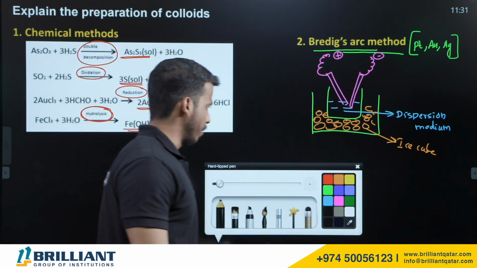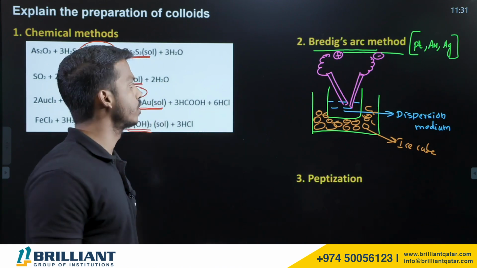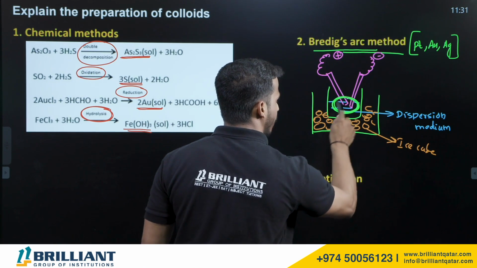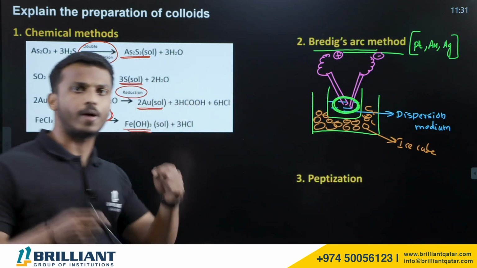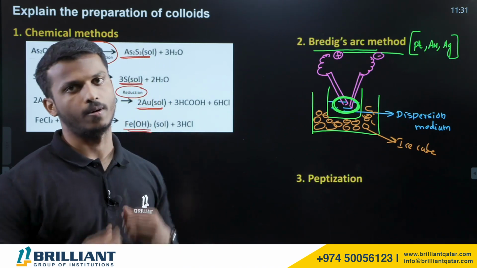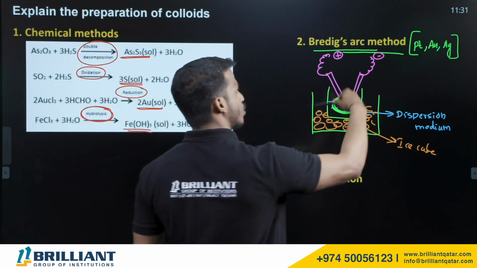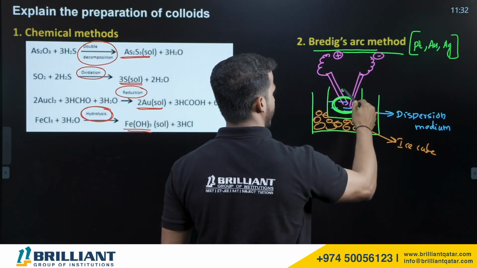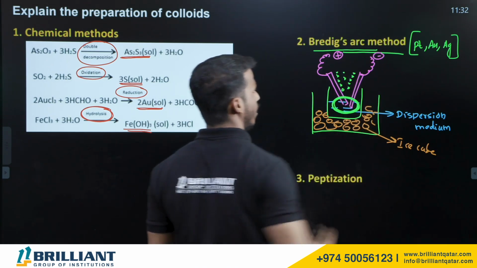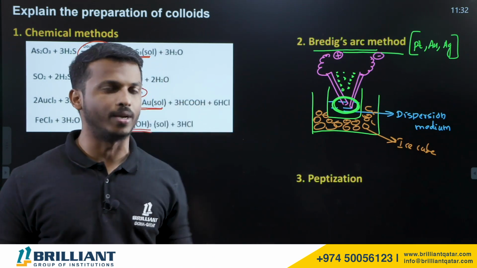Now let's go for the experiment. When you pass electricity through the electrodes, an electric arc is struck between the 2 electrodes. When the electric arc is formed, the metal starts to evaporate. This is the metal rod, and it starts to evaporate. The evaporated form is in the colloidal dimension.